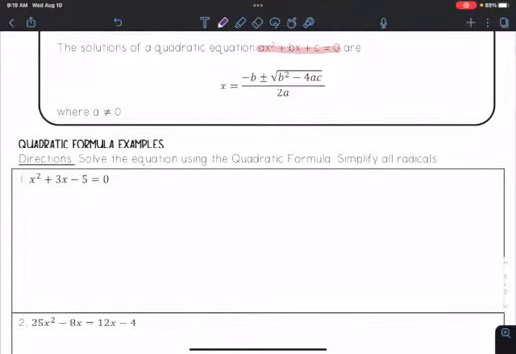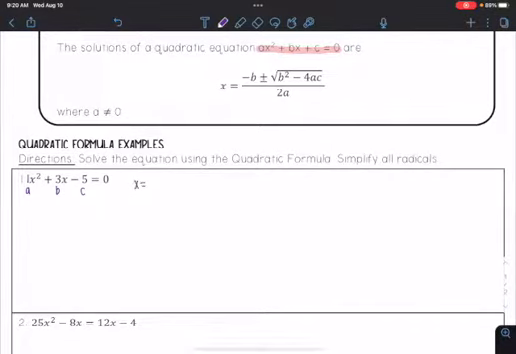I'm going to solve the equation using the quadratic formula, and then I'm going to make sure I simplify all radicals. So my first step, I have x squared plus 3x minus 5 equals 0. First, see if it's in standard form. I see it is. It's all on the left-hand side of the equal sign and 0 on the right. Then I'm going to label my a, b, and c. My a is the number in front of x squared, which here is 1. B is the number in front of x, which is 3, and c is the number at the very end, which here is negative 5.